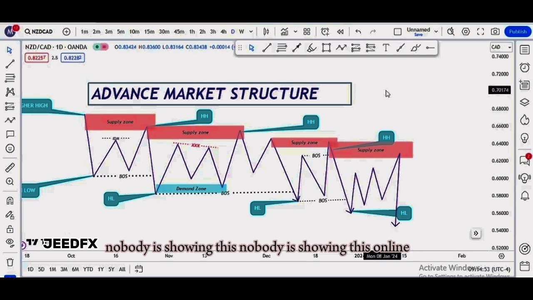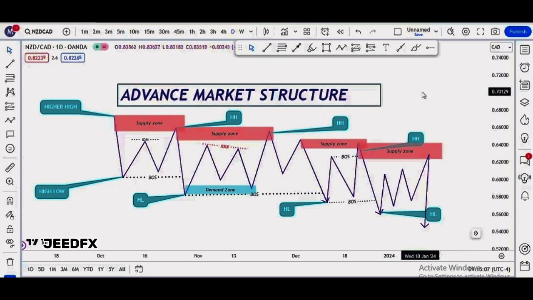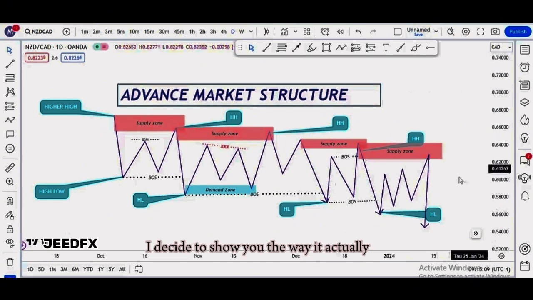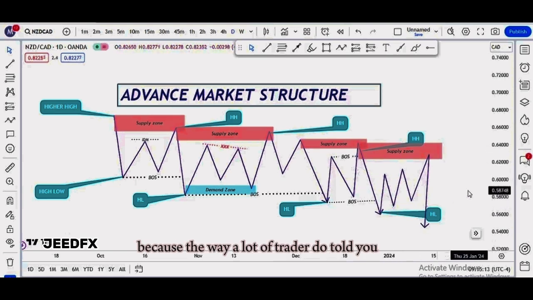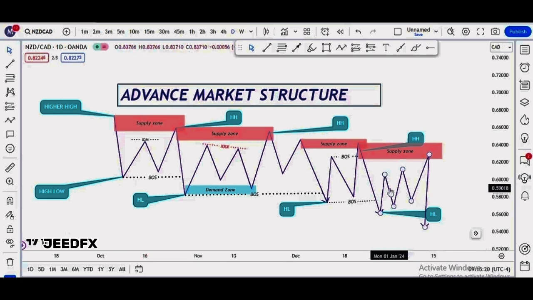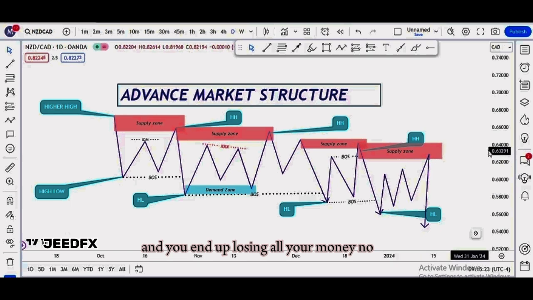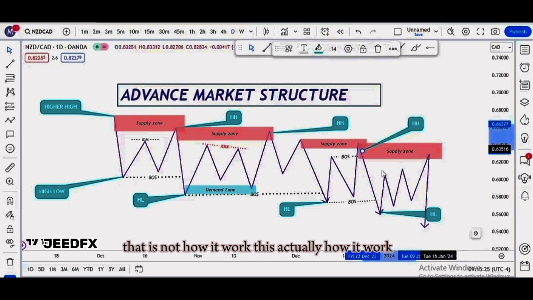Nobody is showing this online. I decided to show you the way the market actually works, because a lot of traders make it very sweet. They make it so simple that you think that is how it works. No, and you end up losing all your money. No, that is not how it works. This is actually how it works.